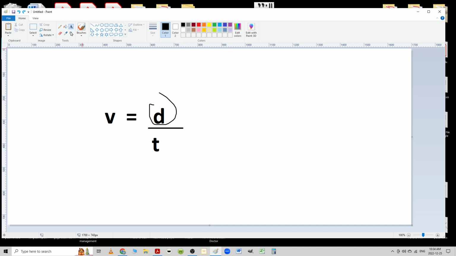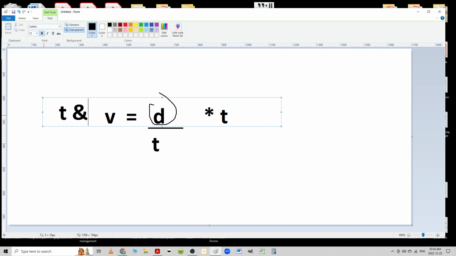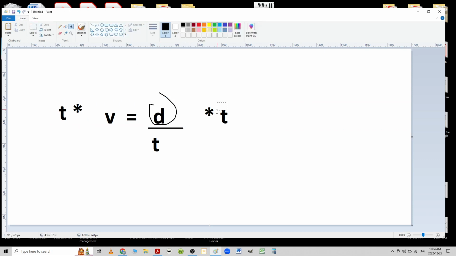You're allowed to do anything mathematically, even in physics equations, as long as you do it to both sides of the equation. If I multiply by time on this right side, I must therefore multiply by time on this left side. I'm left with 2 t's on the right side, one in the numerator and one in the denominator. When everything is multiplying and dividing, and you have something in the numerator and something in the denominator, they can cancel out. As long as there's no plus symbol here, d plus t, you can't cancel. But because they're multiplying and dividing, those cancel.